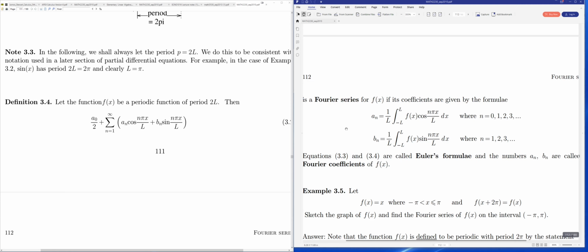Okay, so if you have a function f of x, and I calculate the values of an and the values of bn for the given f of x, and substitute them into this expression, then with those values, this is going to be the Fourier series for my given function f of x. Okay, so just a little bit of notation. These two equations are called the Euler formulas, and the an's and the bn's are called the Fourier coefficients of your function f of x.